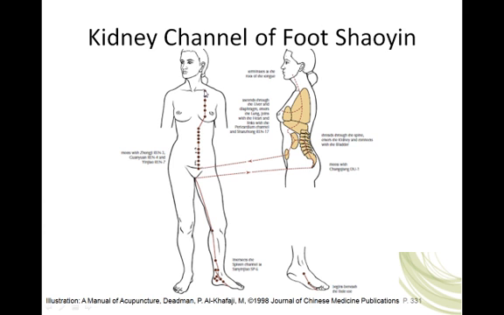The points that we'll go over for class today will be kidney 1, kidney 3, 6, and 7, kidney 10, kidney 16, and kidney 27. When you know those points and where they are and what they do, you'll be able to find the others if you need them. Okay?